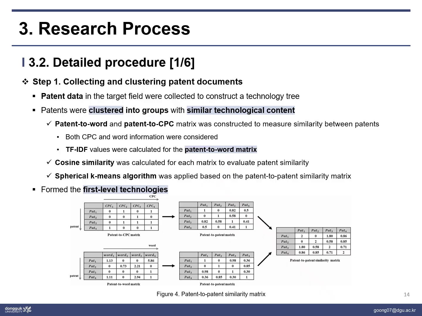Data is first collected for the construction of the technology tree. Then the patents are clustered into similar groups. To measure similarity, CPC codes and TF-IDF values are used for evaluation. Through this process, first-level technologies are identified.